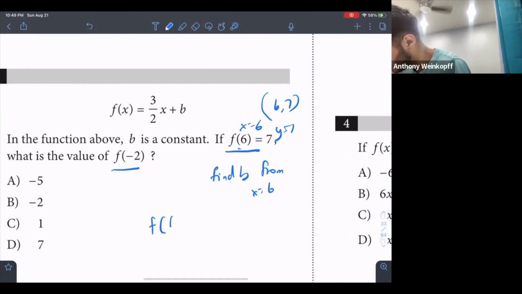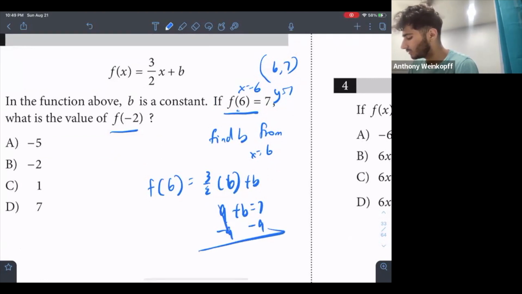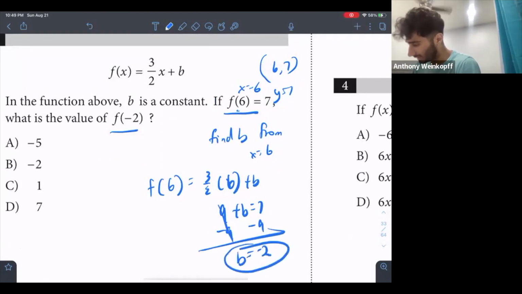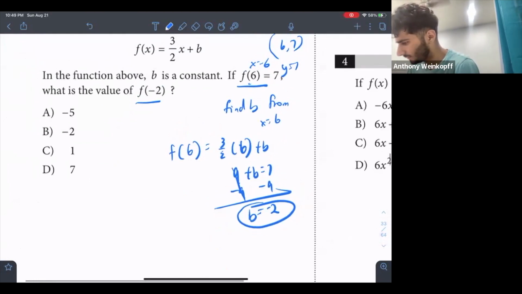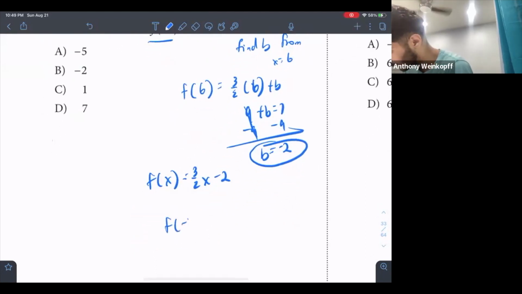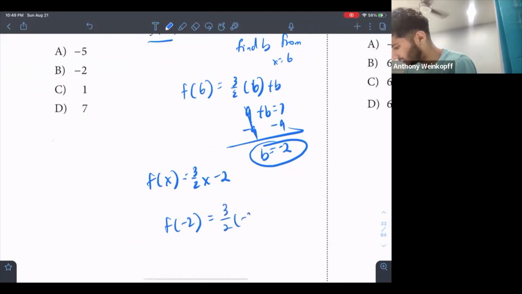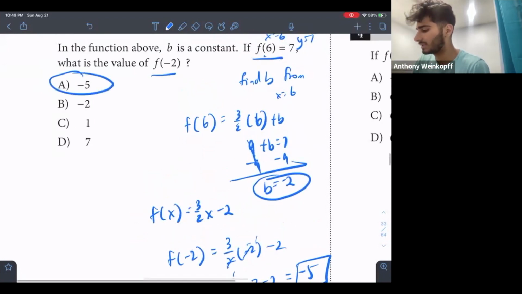So we would do f of 6 is equal to 3 over 2 times x, which is 6, plus b. 6 times 3 is 18, divided by 2 is 9, plus b gives you 7. So you would subtract 9 from both sides to get b is equal to negative 2. So b is negative 2, so our equation would be f of x is equal to 3 over 2 x minus 2. And then we would just plug in negative 2 for x. So f of negative 2 is equal to 3 over 2 times negative 2 minus 2. So that becomes negative 3, negative 3 minus 2 becomes negative 5. Our answer is choice A.